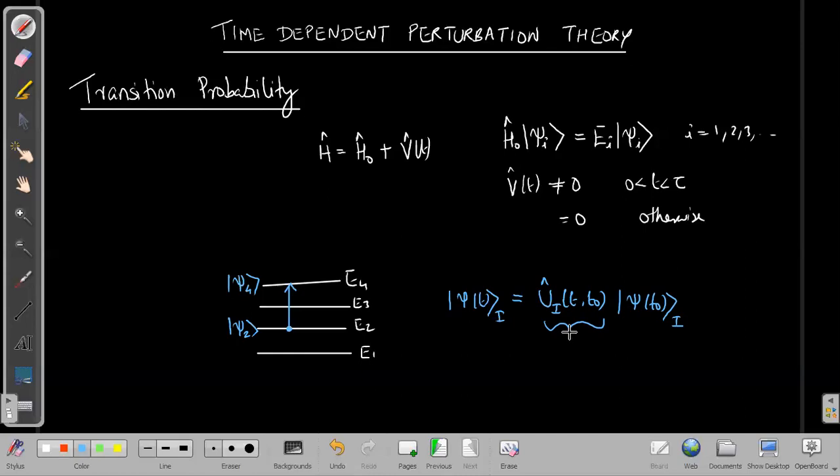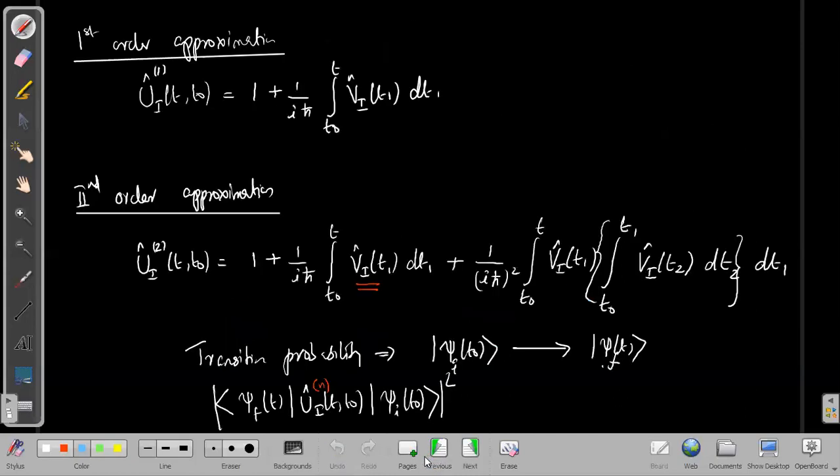Now, UI we already discussed in the last lecture. UI in different orders of approximation you can write in different ways. In the first order approximation, UI can be written as 1 plus 1 by h cross integral from t0 to t of VI(t1) dt1. And in second order, this is the expression for UI. Now, how will you find the transition probability?